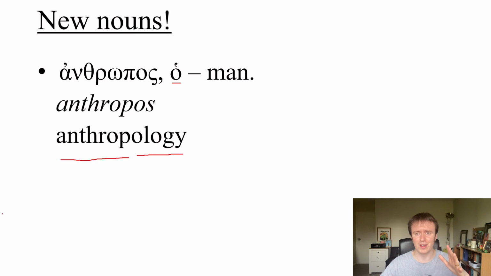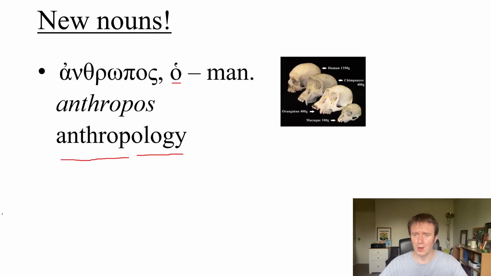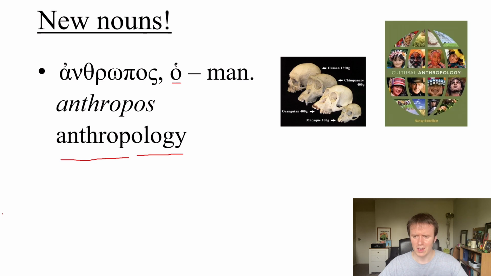And there are different types of anthropology. You get biological anthropology, focusing on the biological development of humans. And you also get cultural anthropology, which is the study of different human cultures, amongst other types of anthropology.